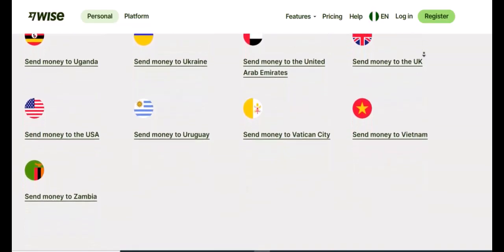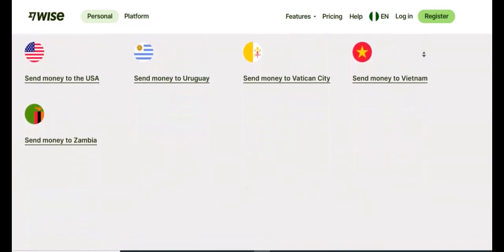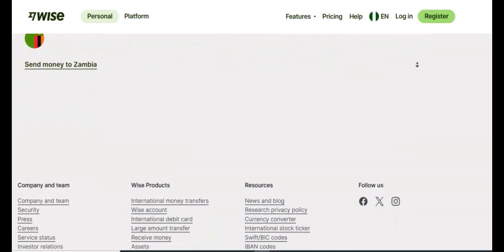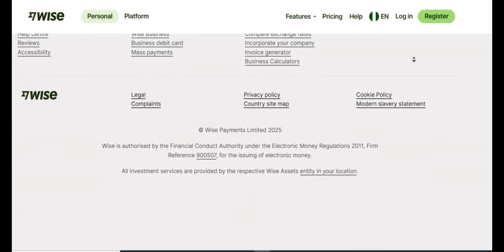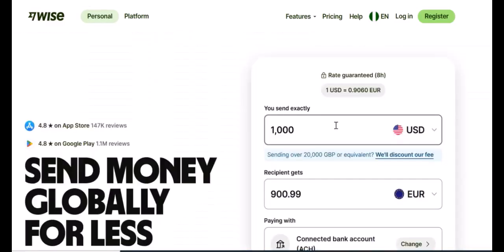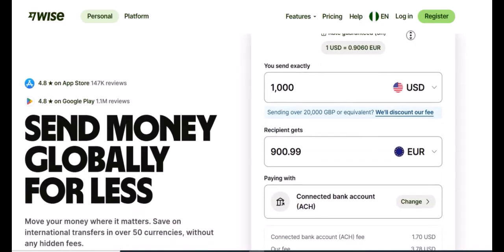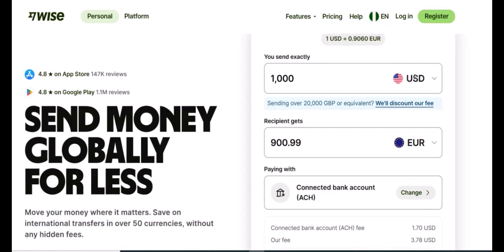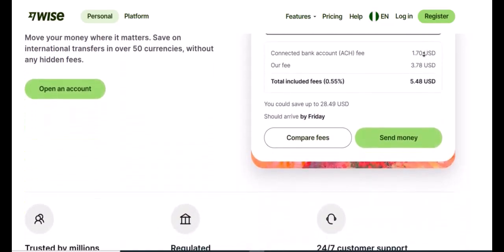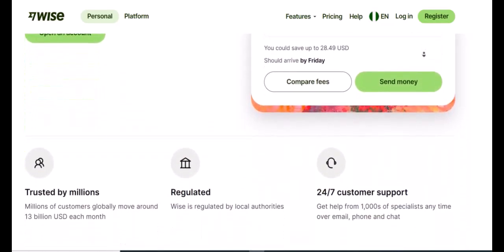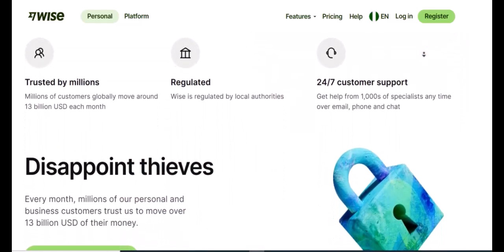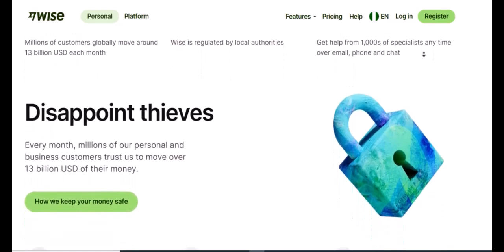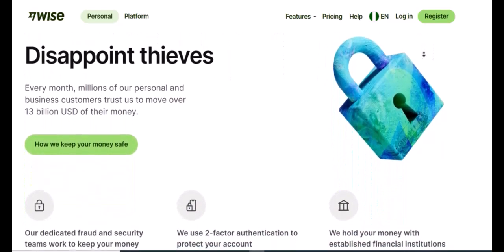How it works: gather the biller's bank details. This is crucial. You'll need their bank name, account number, routing number for US, sort code for UK, IBAN for Eurozone, or other relevant details, along with their name or company name and address. Set up a transfer in Wise. Log into your Wise account, web or app, select Send Money, and enter the recipient's currency and the amount. Enter the recipient's bank details. Carefully input all the bank information you gathered.